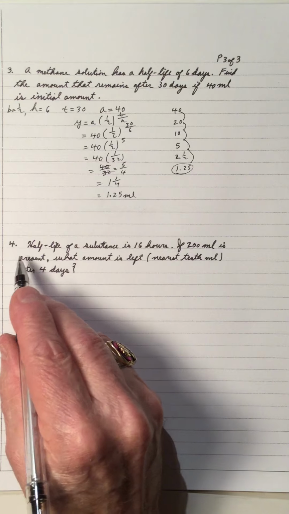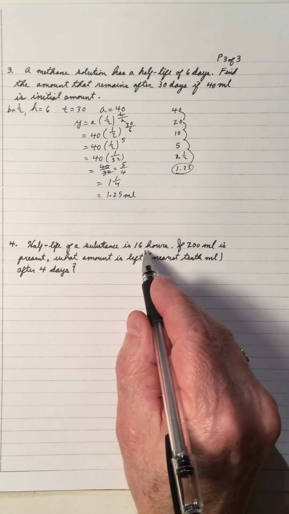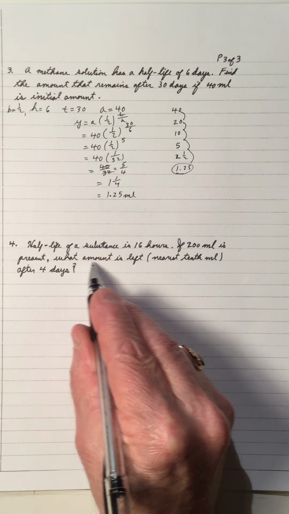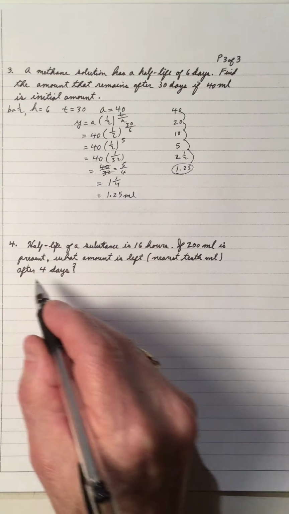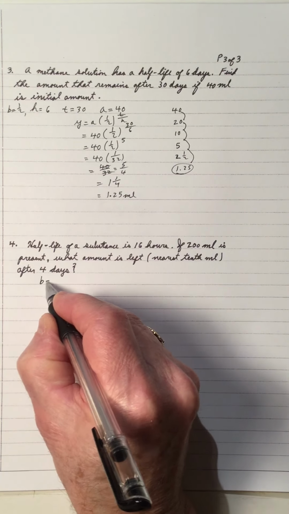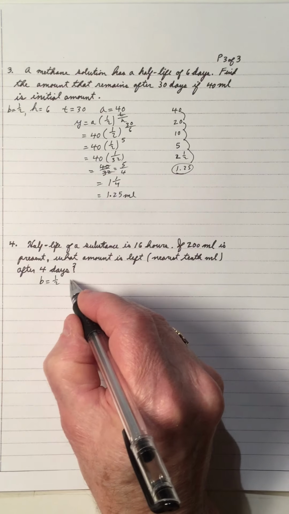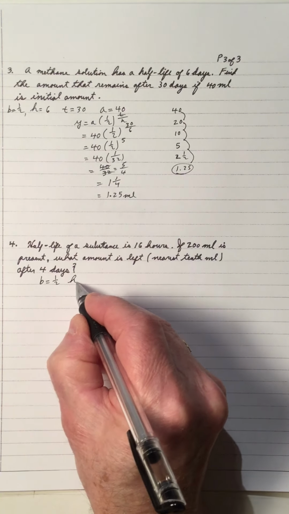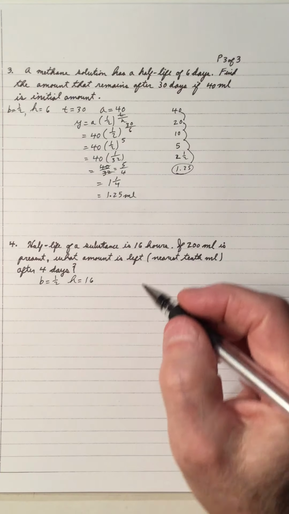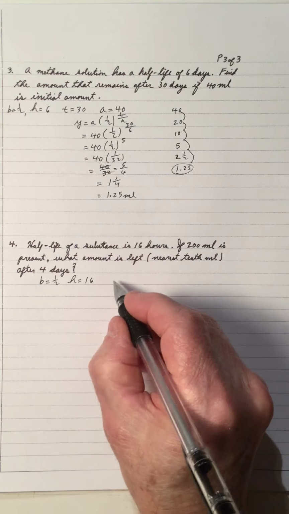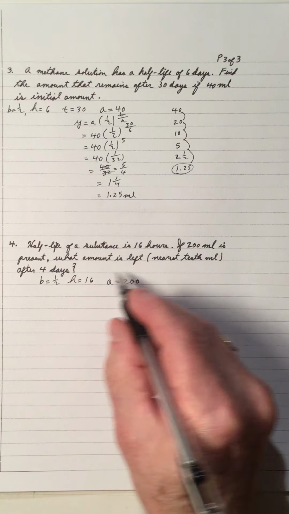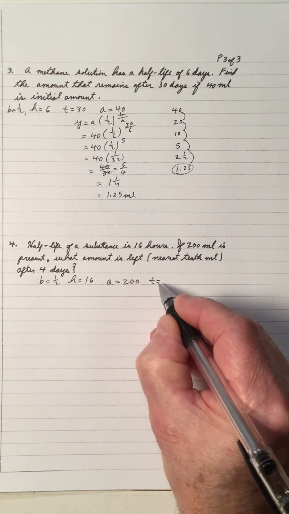And we have another problem. The half-life of a substance is 16 hours. If 200 milliliters is present, what amount is left to the nearest tenth of a milliliter after 4 days? So we have a half-life, so that means the base is a half. And 16 hours means the half-life time is 16 hours, so it goes to half its mass after every 16 hours. And 200 is the initial amount. And what's left after 4 days?